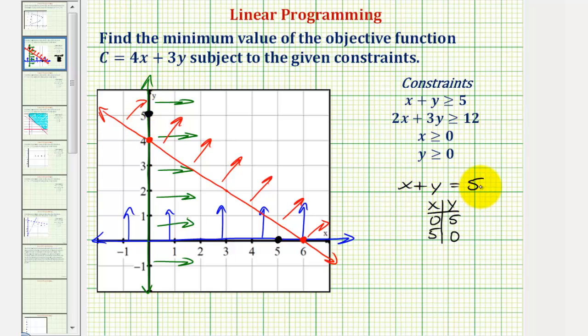Again, we could have just solved this for y. Notice that y would be equal to negative x plus 5, which means the line would have a y-intercept of positive 5, and the slope would be negative 1 over 1. Either way, this would be the line x plus y equals 5.